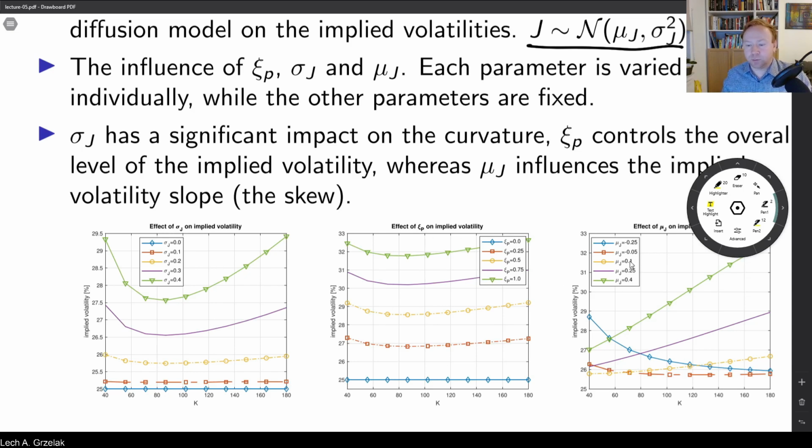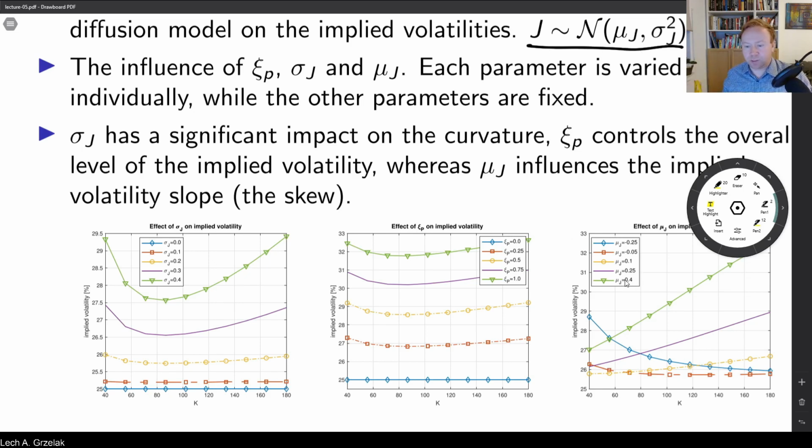Mu j is a bit different. So you see there are different shapes of mu j. Of course, the most neutral is around 0, because that means that jumps are symmetric. This is the case once the jump's magnitude is normally distributed. So we can also have negative jumps, so downwards or upwards.